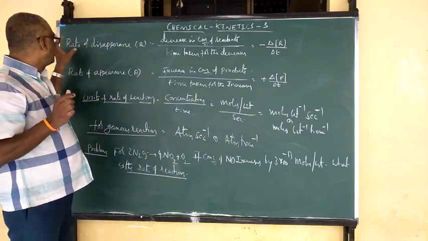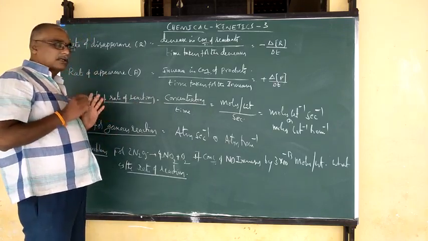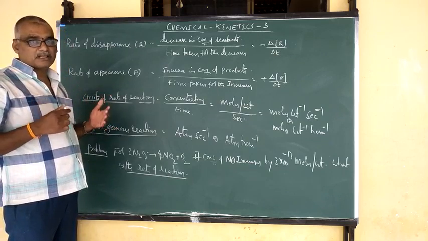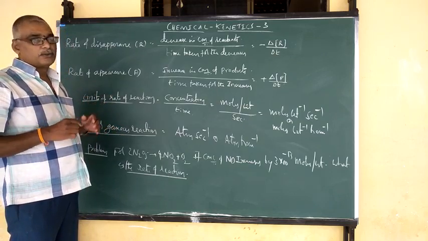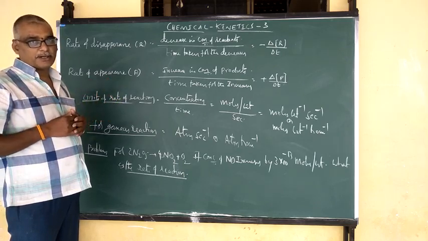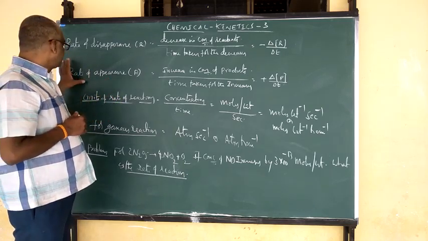Now onwards, we will see how to write the rate of disappearance and the rate of appearance for different chemical reactions. Yesterday the examples were already completed. So these are the two formulas.